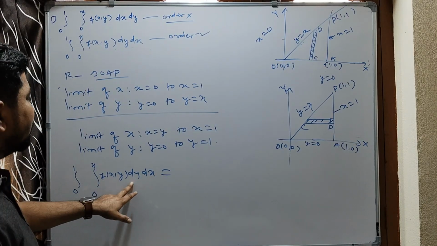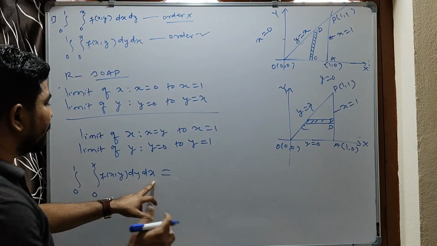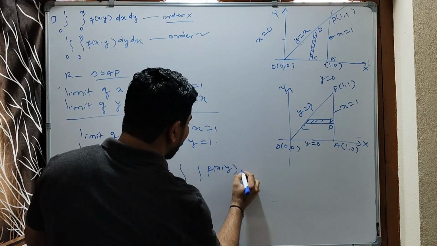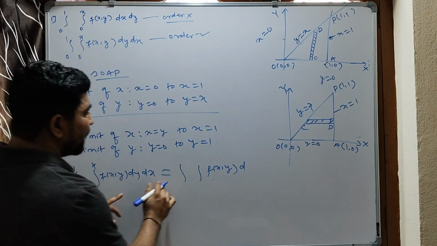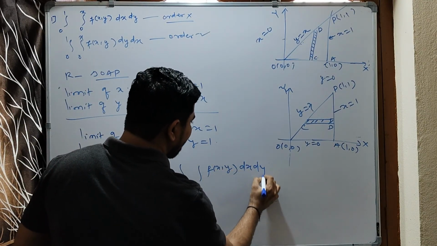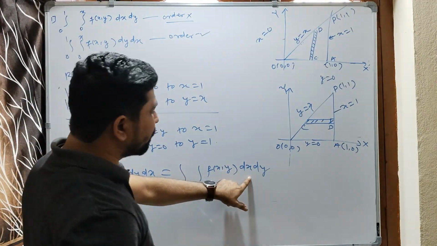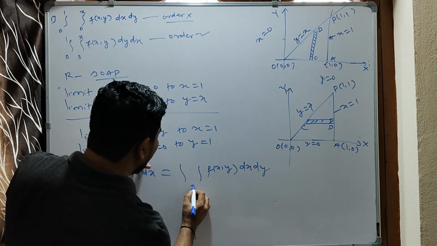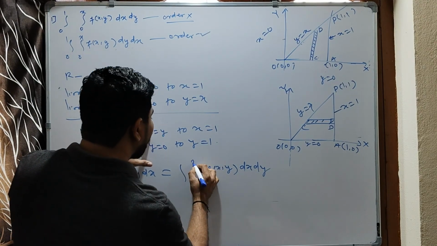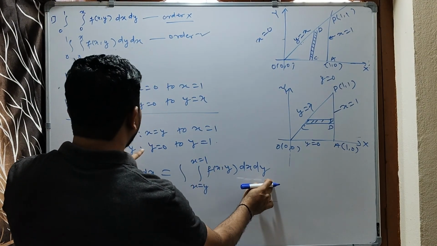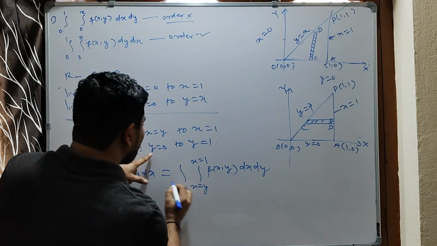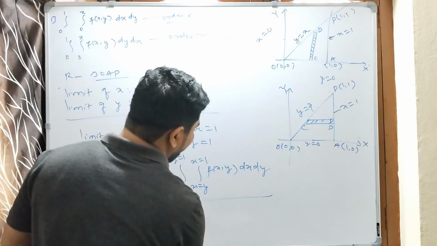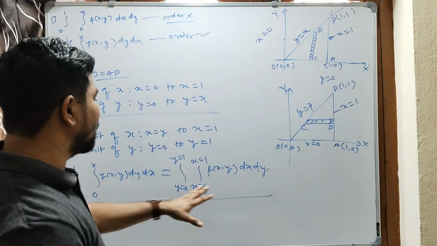Here I want to change this correct form dy dx to dx dy. For f of x comma y, I want to change from dy dx to dx dy, integrating first with respect to x. So write the limits of x equal to y to x equal to 1, and after that the limits of y equal to 0 to y equal to 1. This is the change.